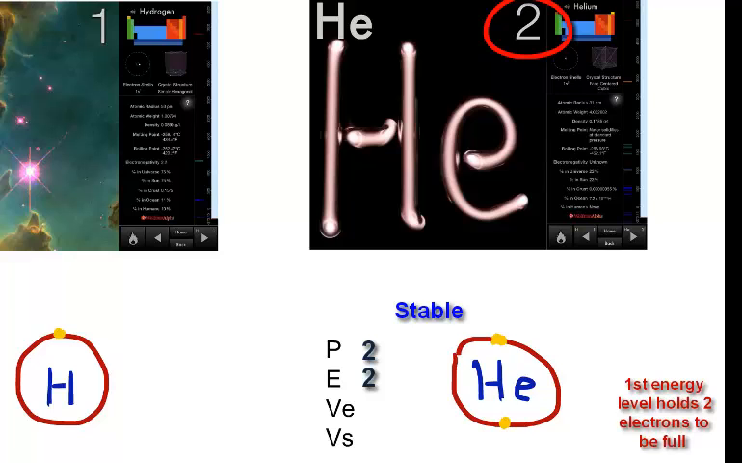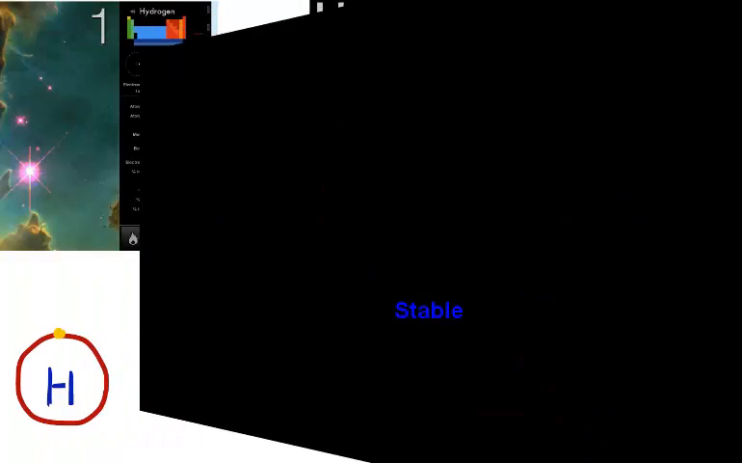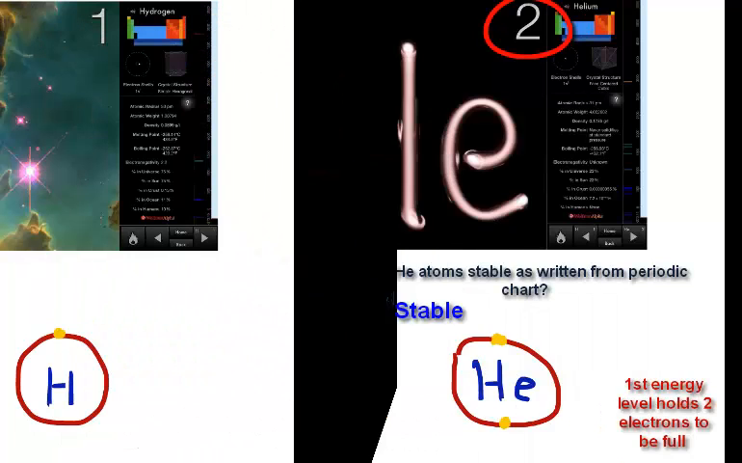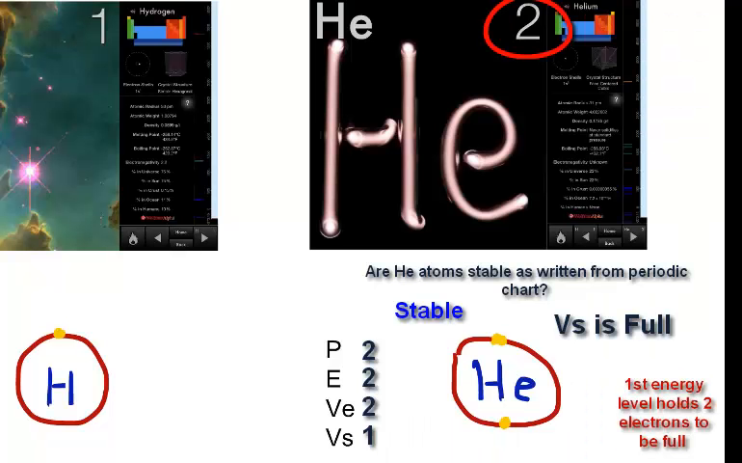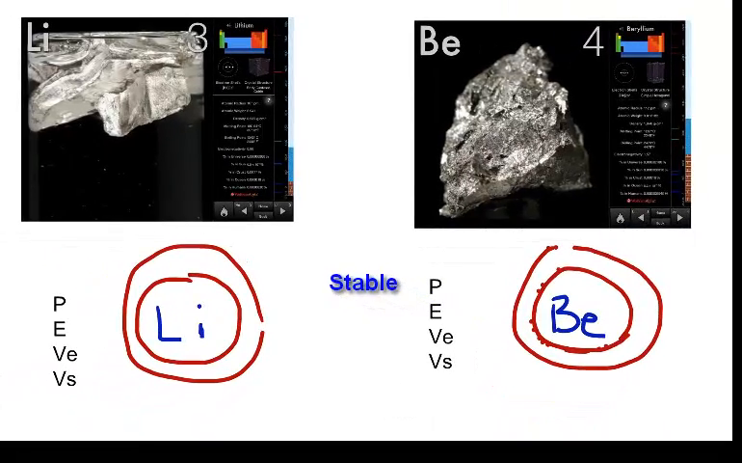Now, is helium stable as written from the periodic chart? It is electroneutral, but is it stable? Does it obey the rule of 8? Rule of 8 says the outermost energy level needs to be full or have 8 electrons in it. In this case, the first energy level only holds 2 electrons to be full, so helium actually is stable in nature. It's known as a noble gas or inert gas.